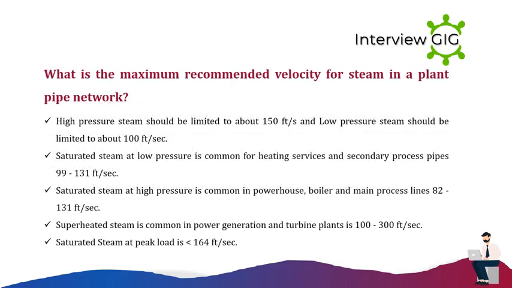What is the maximum recommended velocity for steam in a plant pipe network? High pressure steam should be limited to about 150 feet per second and low pressure steam should be limited to about 100 feet per second. Saturated steam at low pressure is common for heating services and secondary process pipes: 99 to 131 feet per second. Saturated steam at high pressure is common in powerhouse, boiler and main process lines: 82 to 131 feet per second. Superheated steam is common in power generation and turbine plants: 100 to 300 feet per second. Saturated steam at peak load is less than 164 feet per second.